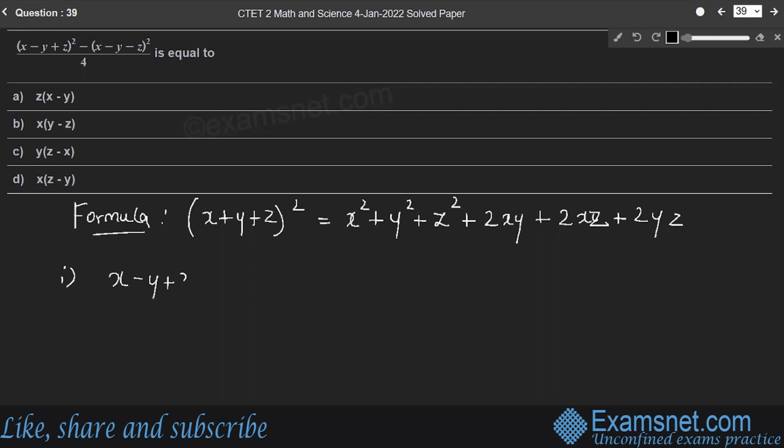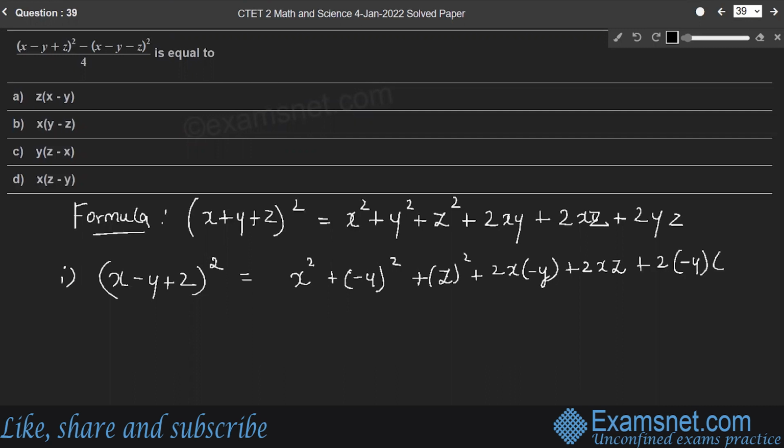So let us calculate the first part. X minus y plus z whole square is equal to x square plus minus y whole square, which is plus y square, plus z square, plus 2 into x into minus y, plus 2 into x into z as it is, plus 2 into minus y into z, which is equal to x square plus y square plus z square minus 2xy plus 2xz minus 2yz.